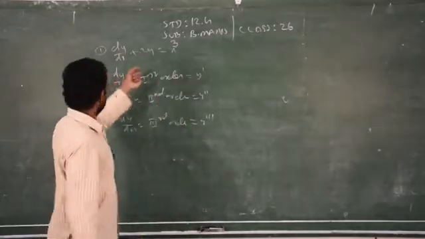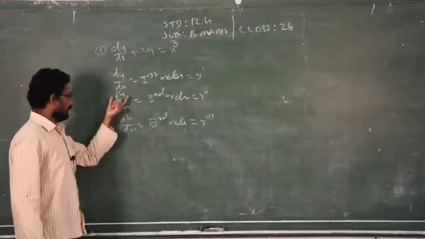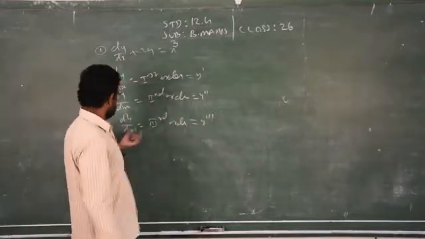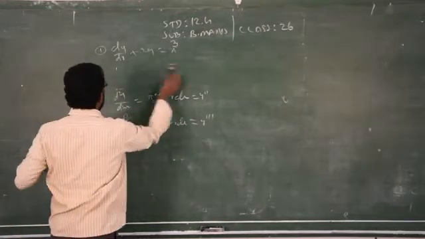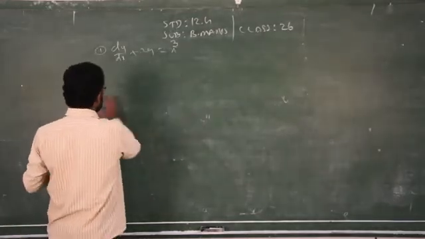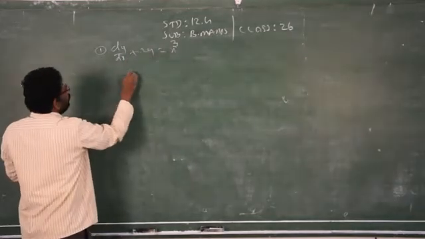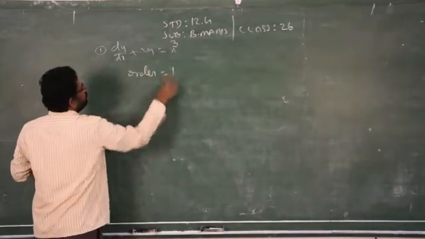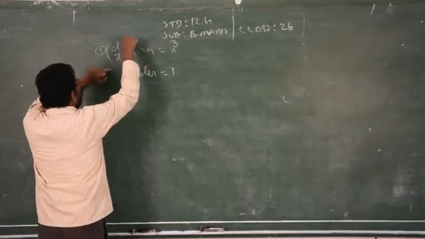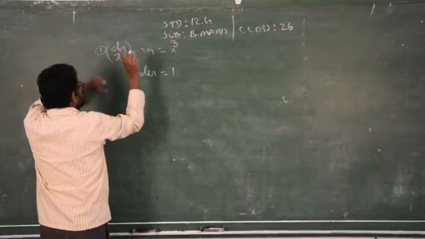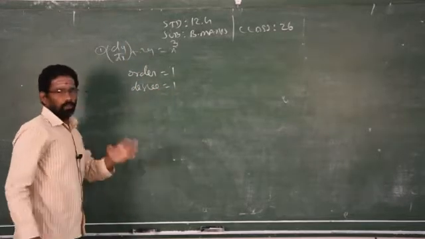So y dash is nothing but dy by dx, y double dash is nothing but second order, and y triple dash is third order. Clear? So you have to find out the highest order of the given question. What is the highest order? First order. That is, order is equal to 1. What is the highest order's power? 1. So therefore, degree is also 1.